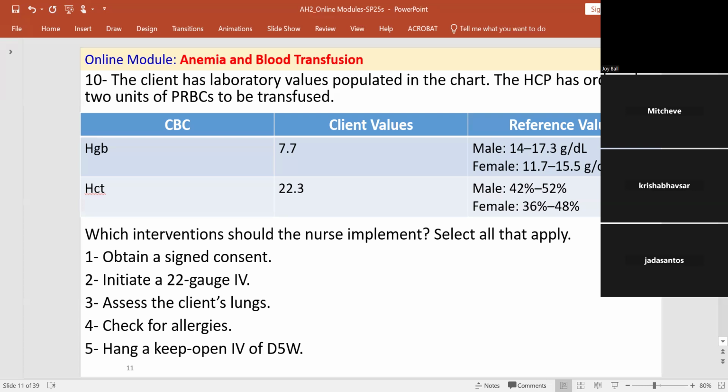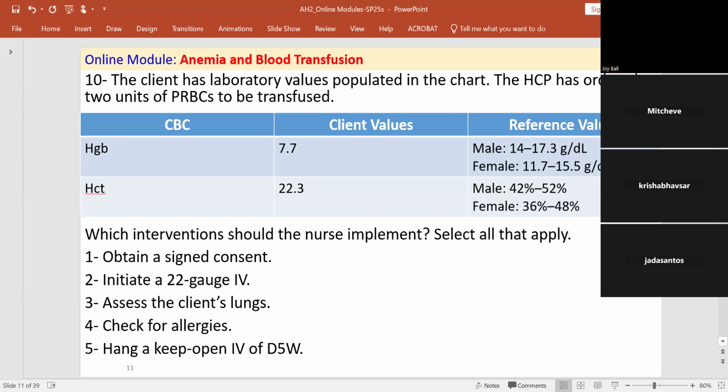So number one, the client must give permission to receive blood or blood products because of the nature of the potential complications. And then number three, assess the lungs, because we are giving blood and IV fluids, which can cause fluid volume overload, and we should assess for heart failure. Lung assessment includes auscultating for crackles and other manifestations of left-sided heart failure.